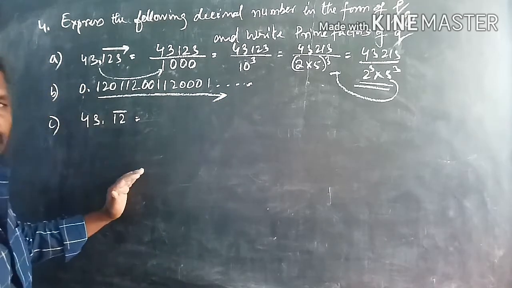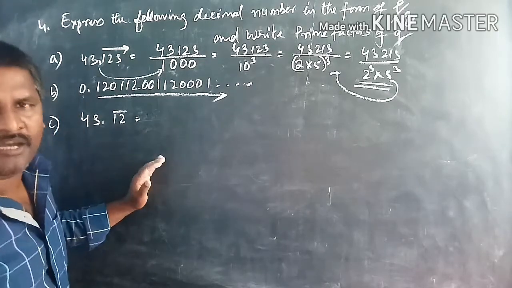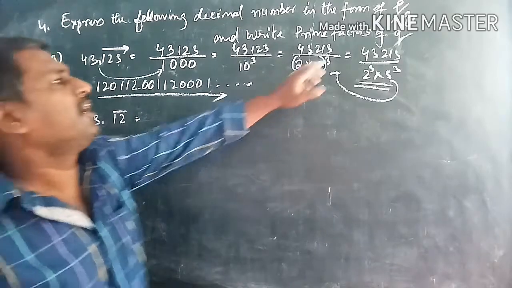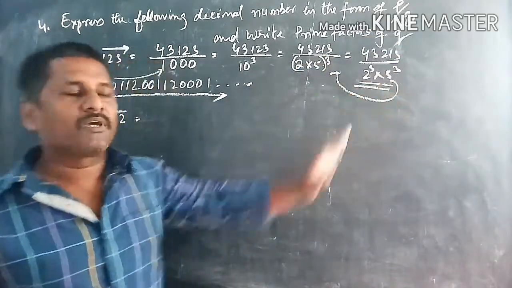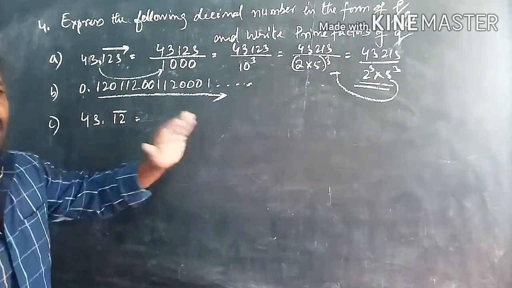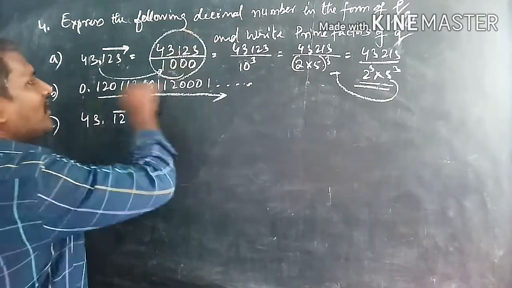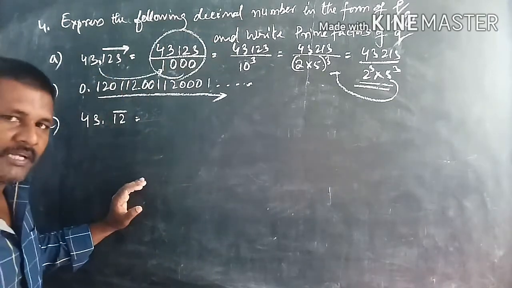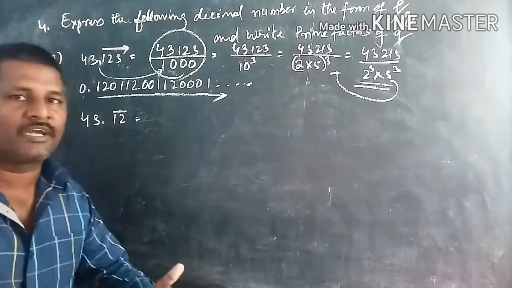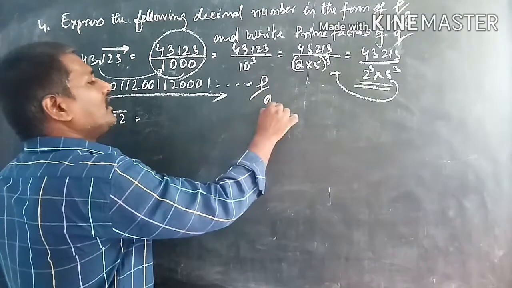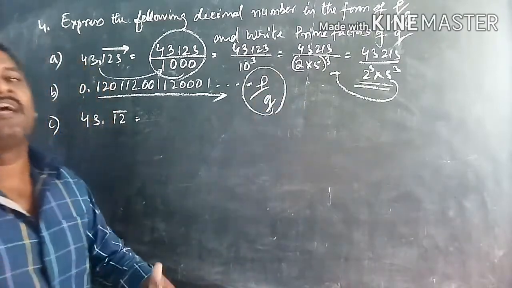If the decimal form of any number is non-terminating and non-recurring, it cannot be expressed in the form of p by q. Because if it is terminating, then you can write the number with powers of ten in the denominator, as shown in the first one. But if it is non-terminating and non-recurring, it cannot be expressed in the form of p by q, so it is considered an irrational number.